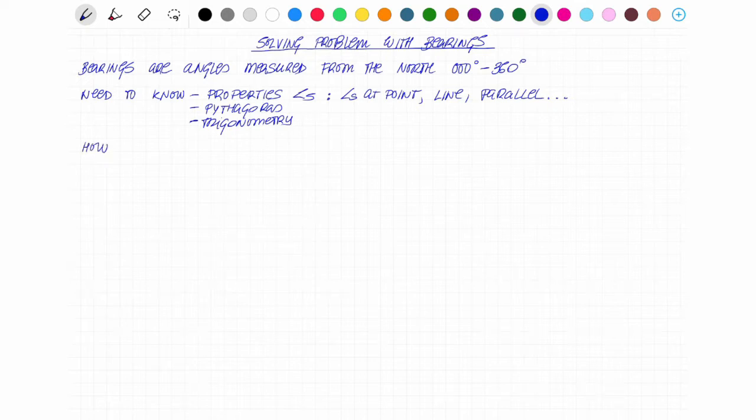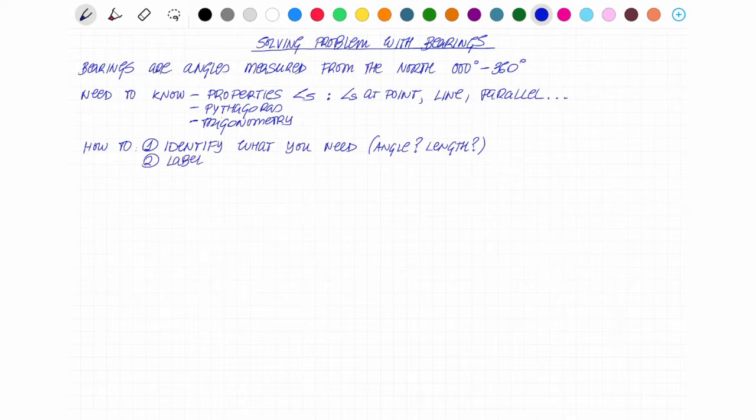You need everything. Now for the how-to, first you always need to identify what they ask of you. What do you need? Especially you need to figure out if what you need is an angle or a length, because that's going to make things slightly different. Then from your diagram, you want to label everything in your diagram.